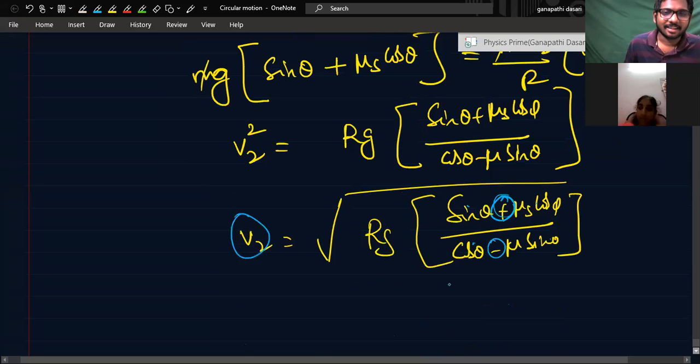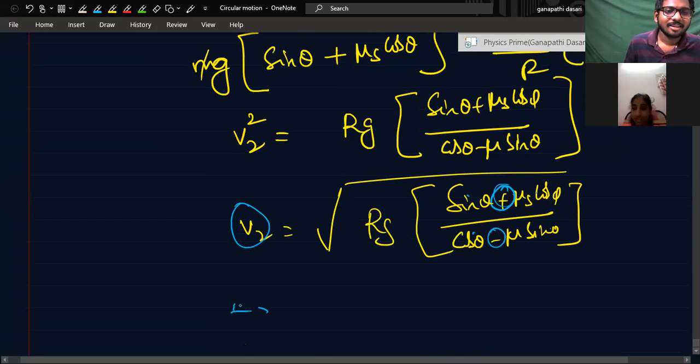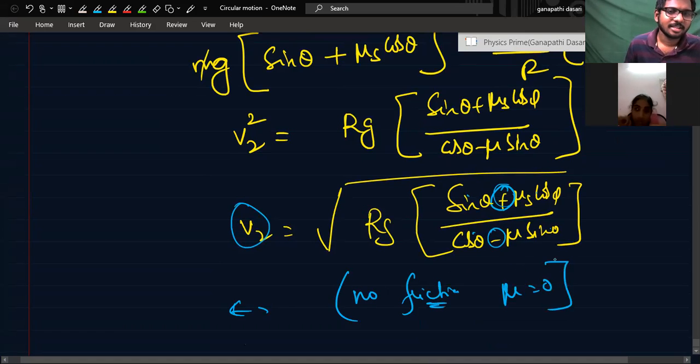Now another technique. Yes, sir, I understand. If no friction is there, what? That means mu can be taken as 0, that friction value can be taken as 0. So you take it to be 0: under root Rg tan theta. This is what we did in the first question, no, sir? First question, without friction.